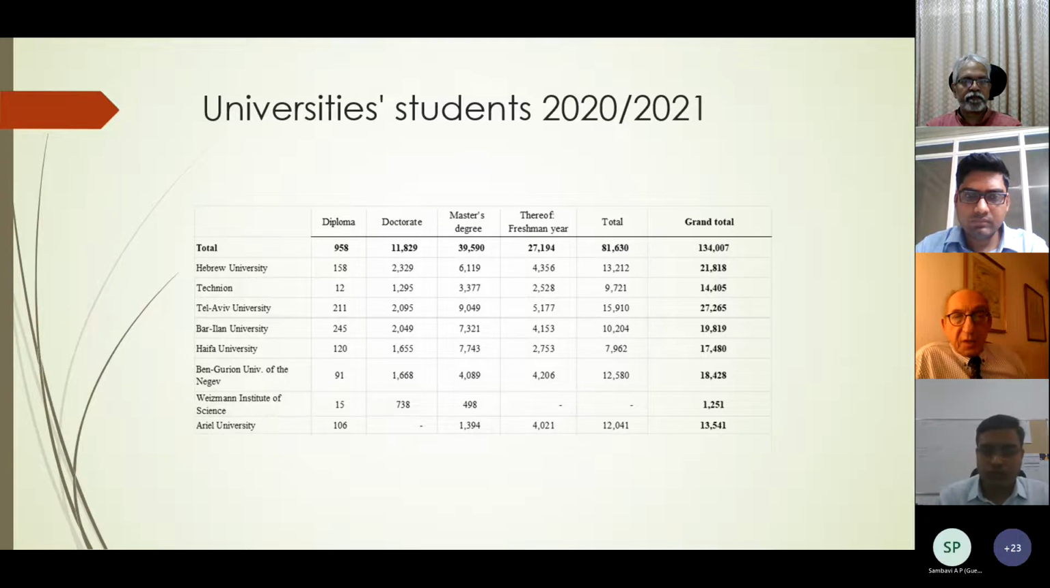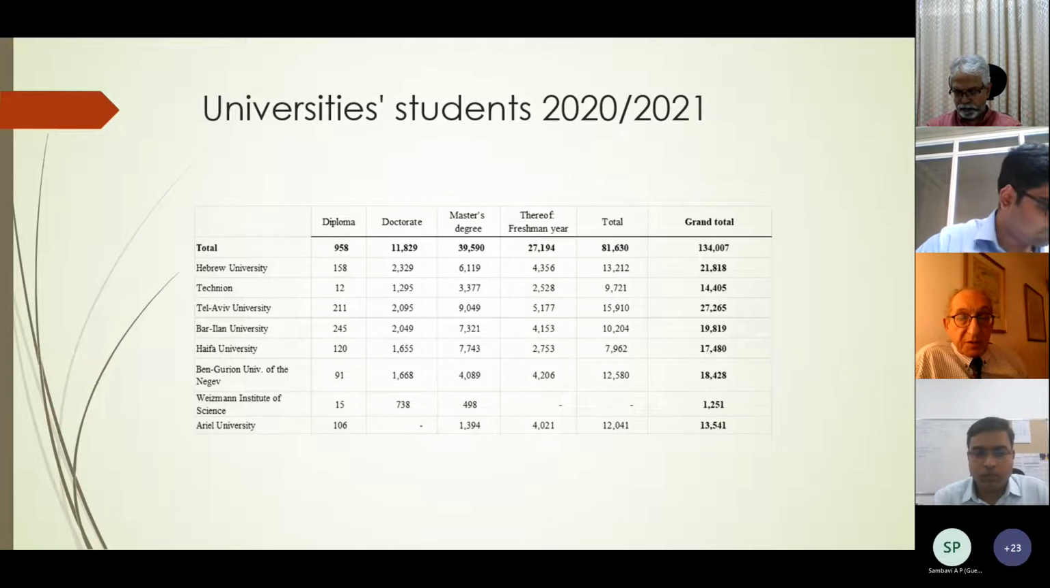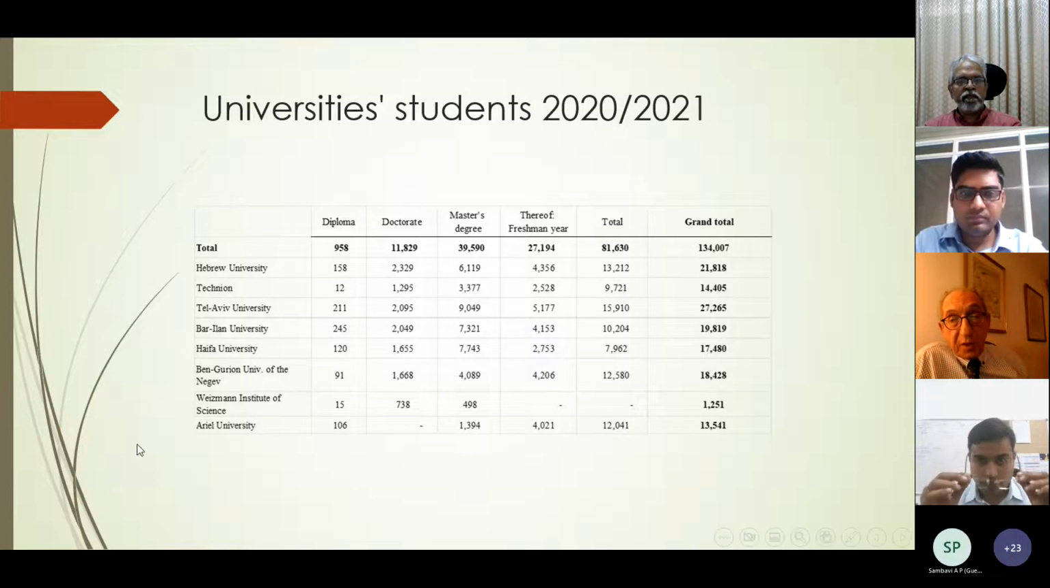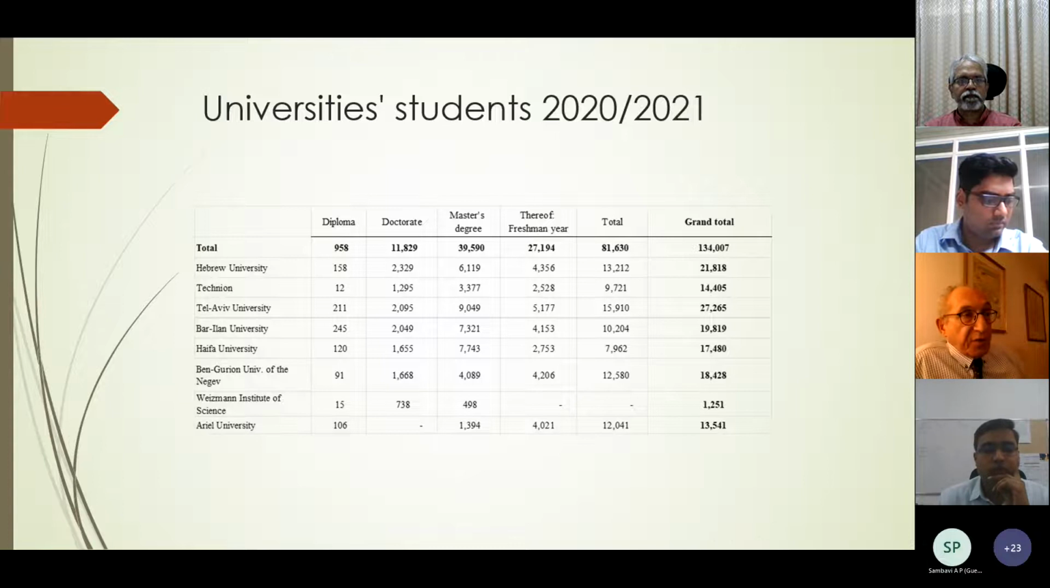The number of students in Israel grew rapidly since the 90s, with the influx of immigration from the ex-Soviet Union countries and the growth in population. The number of students doubled within less than a decade. And we are talking today about 300,000 students for the population of 10 million.